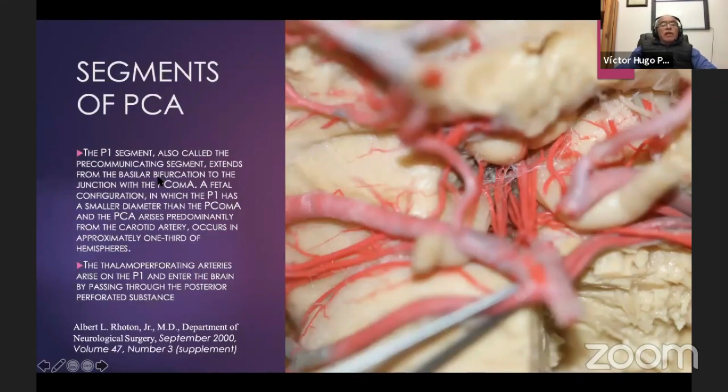The posterior cerebral artery has 4 segments. The P1 segment, also called the precommunicating segment, extends from the basilar bifurcation to the junction with the posterior communicating artery. A fetal configuration in which the P1 has a smaller diameter than the PCOM, and the posterior cerebral artery arises predominantly from the carotid artery, occurs in approximately 1/3 of hemispheres. The thalamo-perforating artery arises on the P1, like in this picture, and enters the brain by passing to the posterior perforated substance.